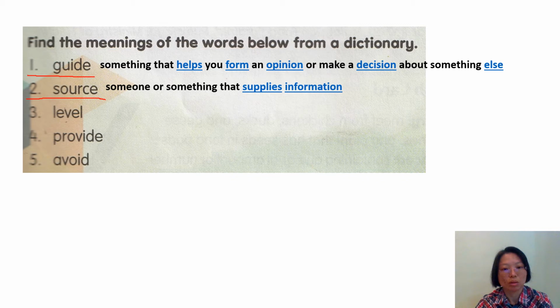So word number 3. What is the meaning of level? Okay, let's look at the meaning. Level is the amount or number of something. Just like when we look at the food pyramid just now, we have 5 different levels, starting from the bottom until the top level. Level 1, level 2, level 3, level 4, and then level 5, like what you can see in the food pyramid.